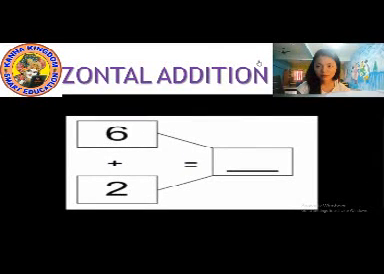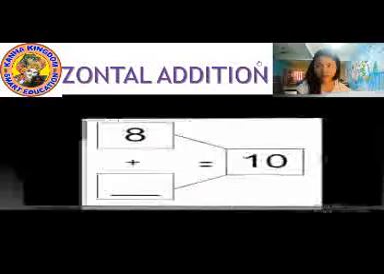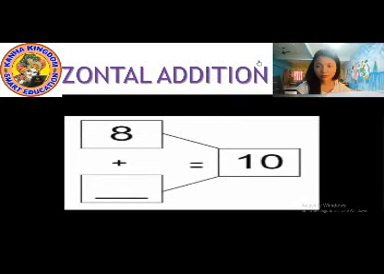Here we're adding the two boxes together on the left to get the solution that will go in the box on the right. So in this problem, we have 6 and 2. What is 6 plus 2? It's 8. Let's practice this on another problem.